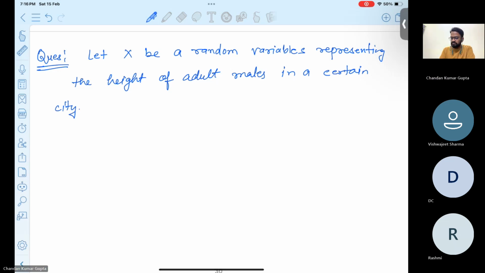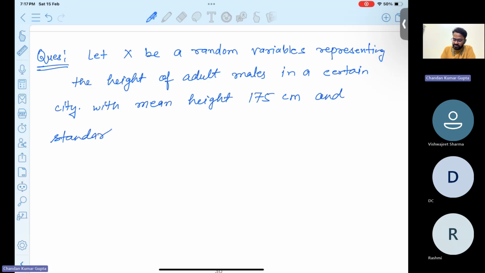Okay. And also we are given with mean height 175 centimeter and standard deviation of 8 centimeters.